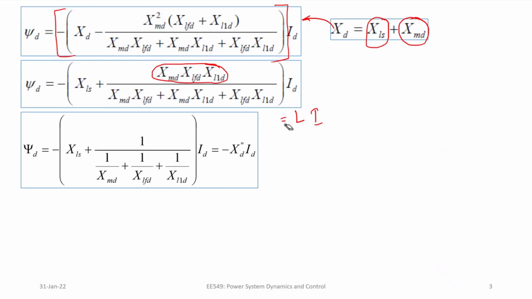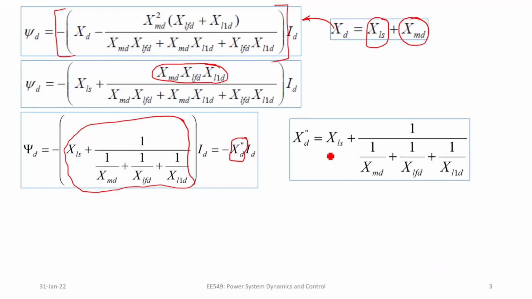So therefore I can write this as your reactance under subtransient condition. So reactance under subtransient condition is this, so that I can represent as xd double dash. Okay, that is d-axis subtransient reactance will be minus of xd double dash into id. So xd double dash is nothing but is equal to xls plus 1 by 1 upon xmd plus 1 upon xlfd plus 1 upon xl1d.